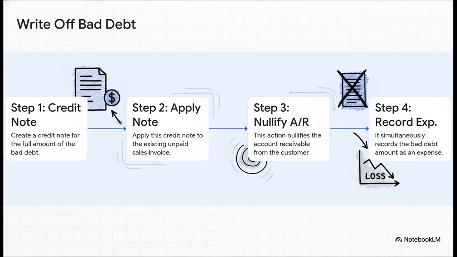The procedure for writing off a bad debt also utilizes a credit note. A credit note is created for the full value of the outstanding invoice and is then applied to that same invoice. This action has a dual effect. It clears the balance from the accounts receivable ledger, and it simultaneously records the amount as a bad debt expense in the company's profit and loss statement.